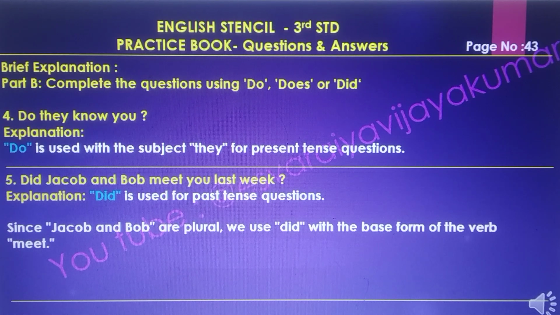Fifth one, did Jacob and Bob meet you last week? Explanation: "did" is used for past tense questions. Since Jacob and Bob are plural, we use did with the base form of the verb meet.